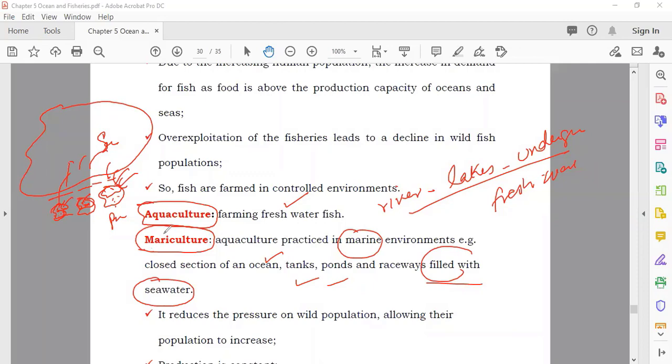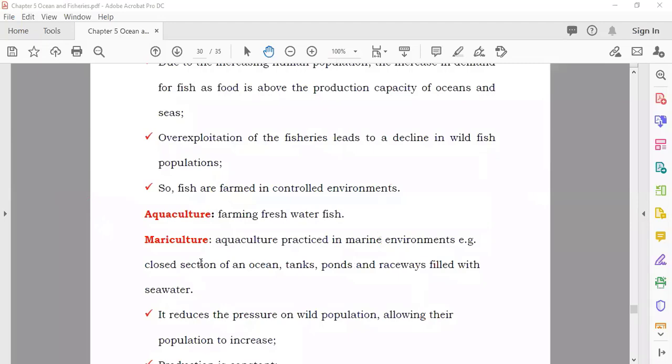But when the fish is grown in fresh water, that is known as aquaculture. So you should know the difference between them. Aquaculture, again, is when you farm fish in fresh water, like river water, lake water, or underground water, which you are taking out. When you are talking about mariculture, it means farming or growing the fish in seawater. For that purpose, you can use the ocean, or you can use tanks: take the water from the sea and put it in a tank, or in a pond like this. So this is the main difference between aquaculture and mariculture.